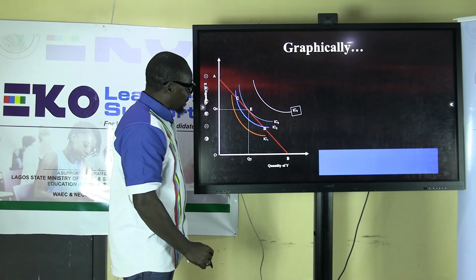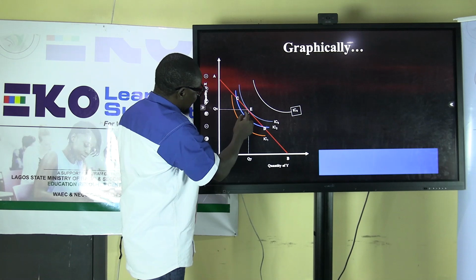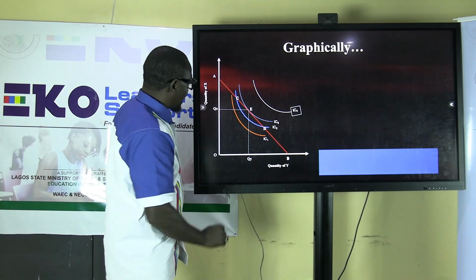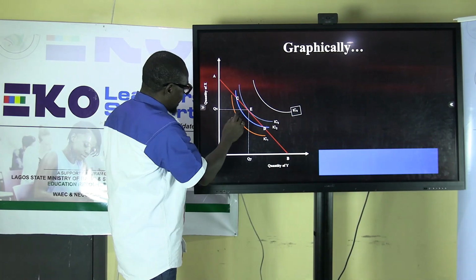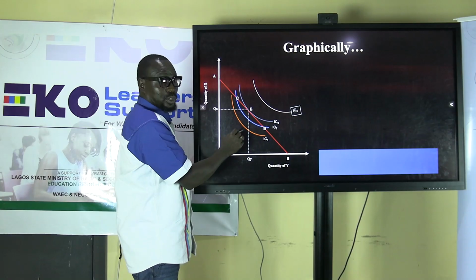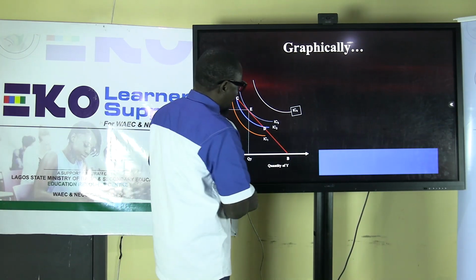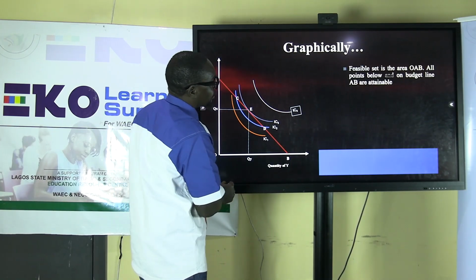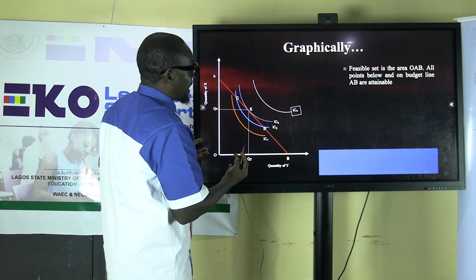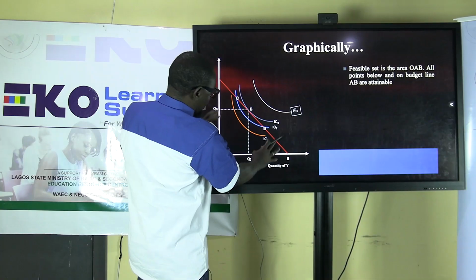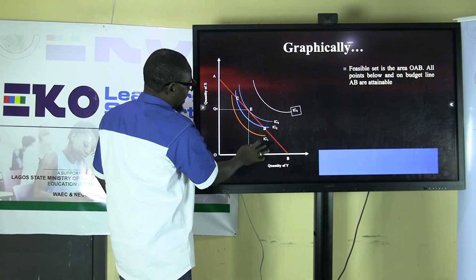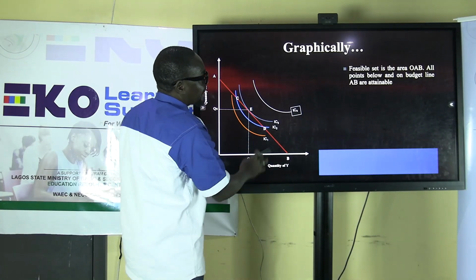We therefore conclude that the highest satisfaction that is available to this consumer is at point E, where the quantity of good X is QX and the quantity of good Y, or commodity Y, is QY. Now, what we are saying here is that within the budget constraint, any point inside of the budget constraint or on the budget line is feasible.